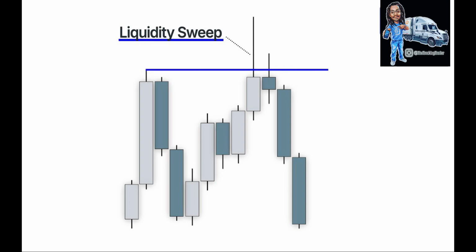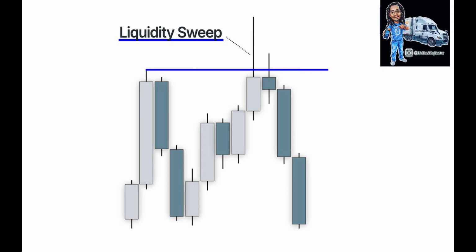And also typically this is what happens right before a big displacement candle happens, right? So my challenge to you guys is to go into your TradingView, go into the charts and find these liquidity sweeps.